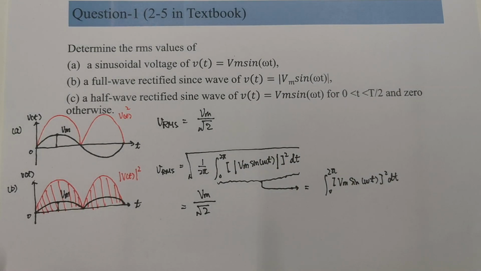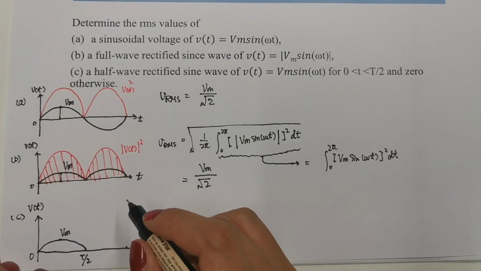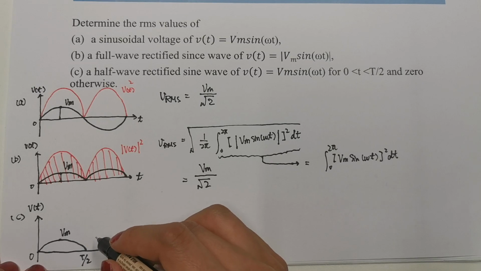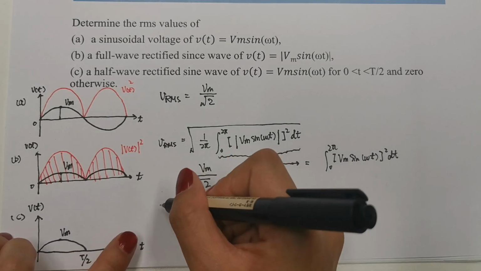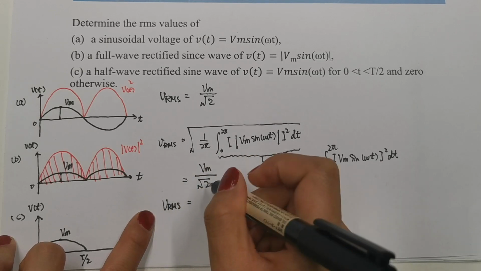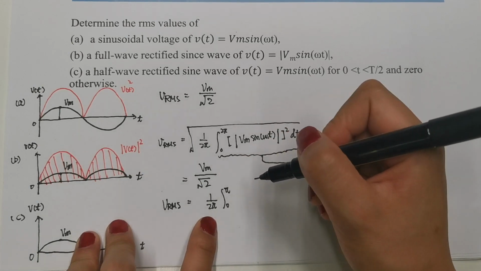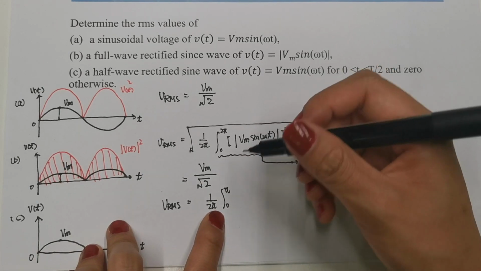Let's see question C. Determine the RMS value of a half-wave rectified sine wave. The first half is still our sinusoid wave, and the second half is 0. Let's draw the waveform here. If we put this function into our RMS formula, we will see things like this. Vrms equals the integral from 0 to pi, because we only have half of the waveform.